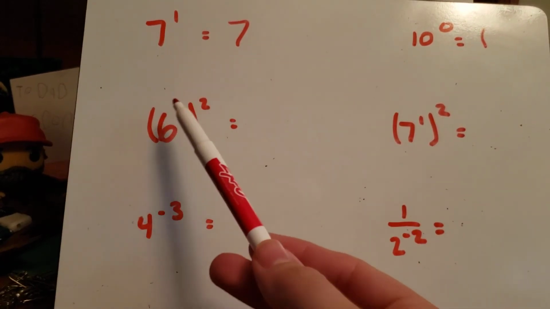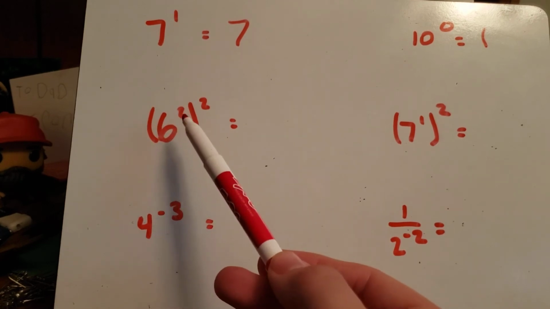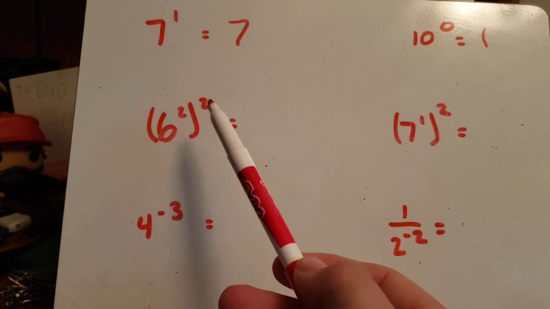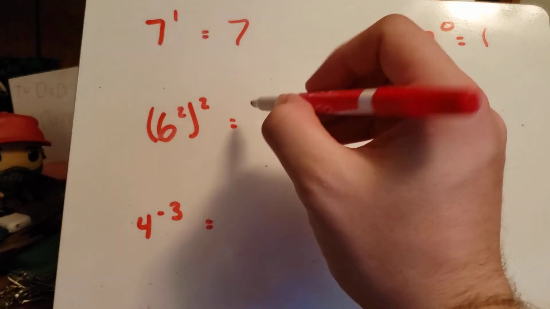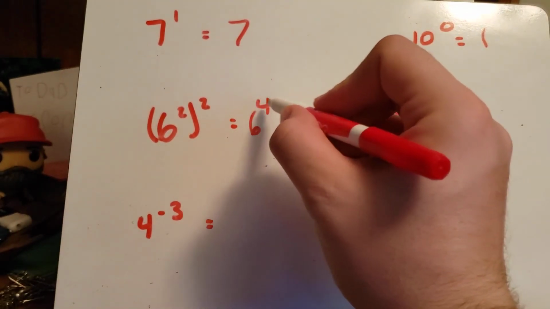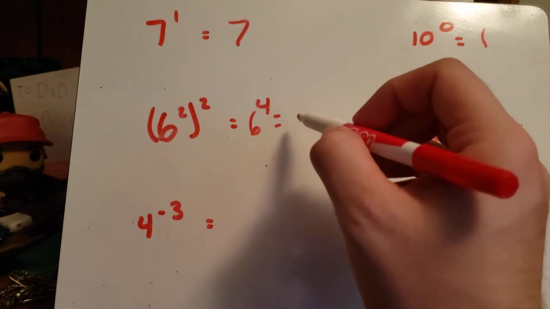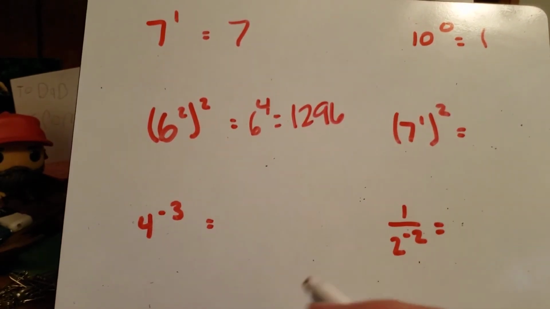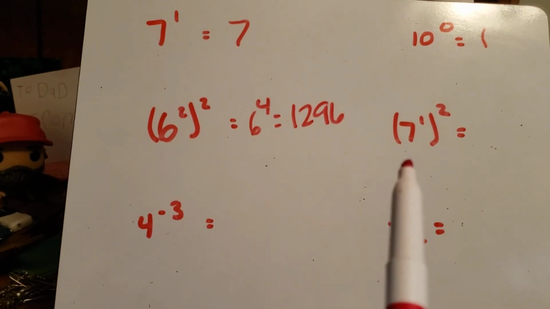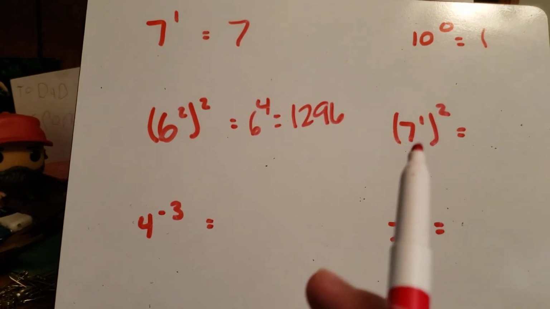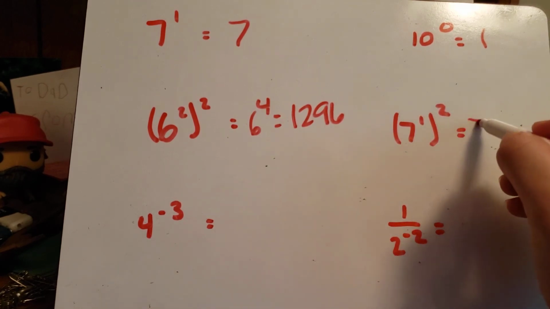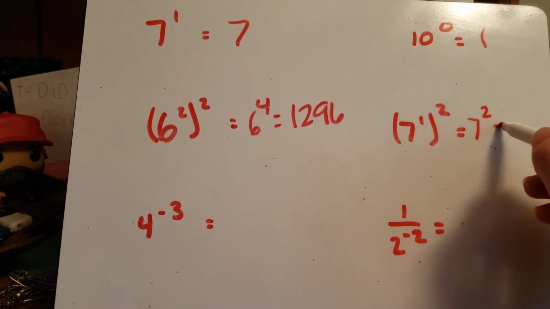In this one, we have something raised to a power, 6 to the second, raised to 2. So you're going to multiply 2 times 2, which is 4. And 6 to the fourth is 1,296. Here we've got the same issue, 7 to the first times 2. So 1 times 2 is 2. So we get 7 squared, and that's 49.